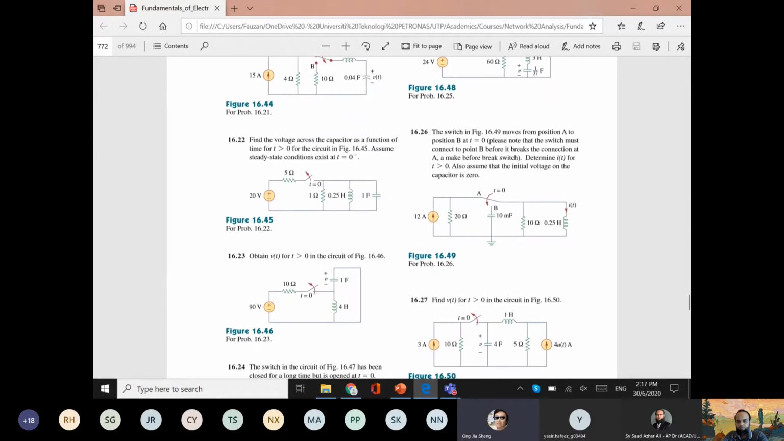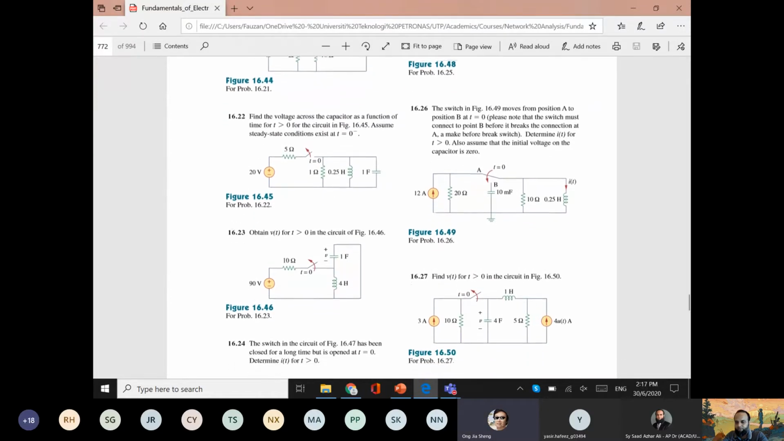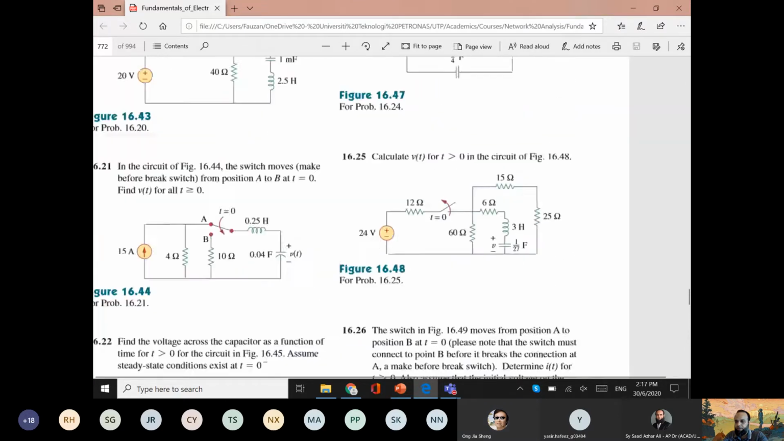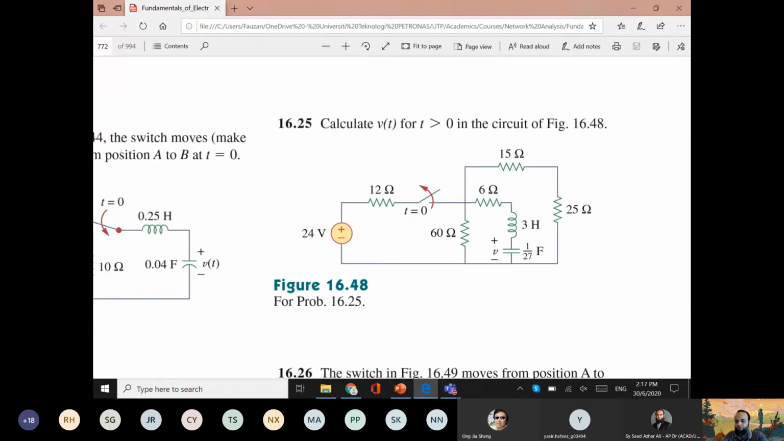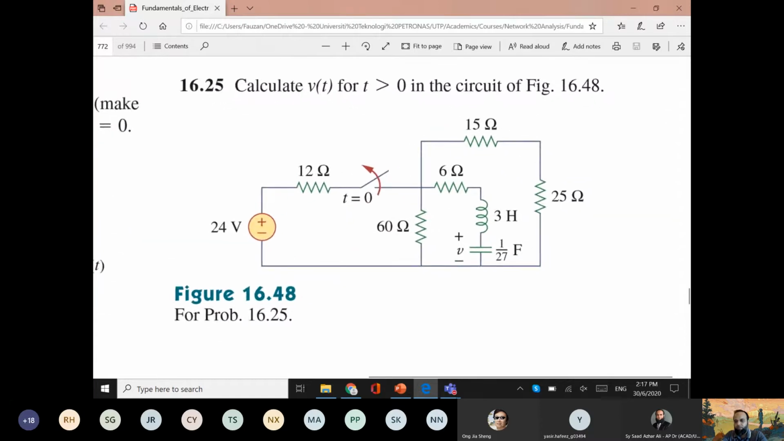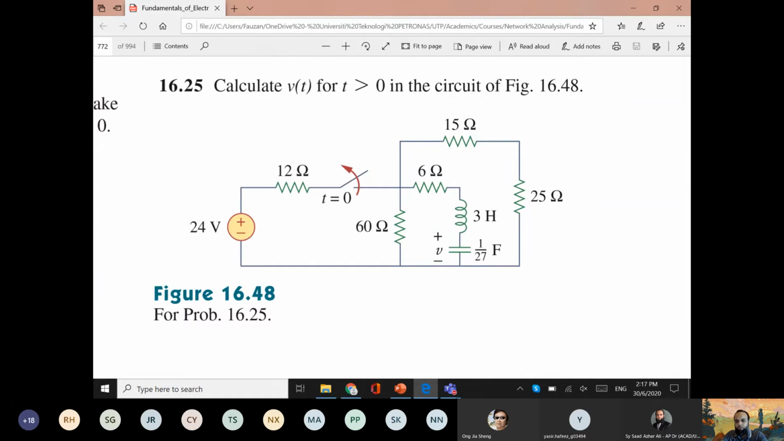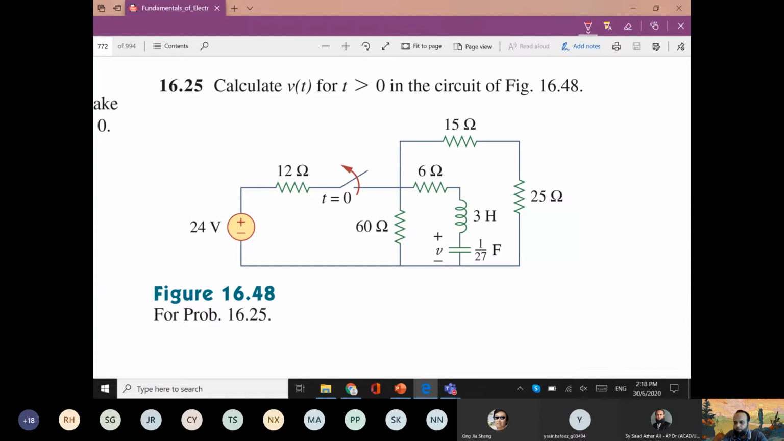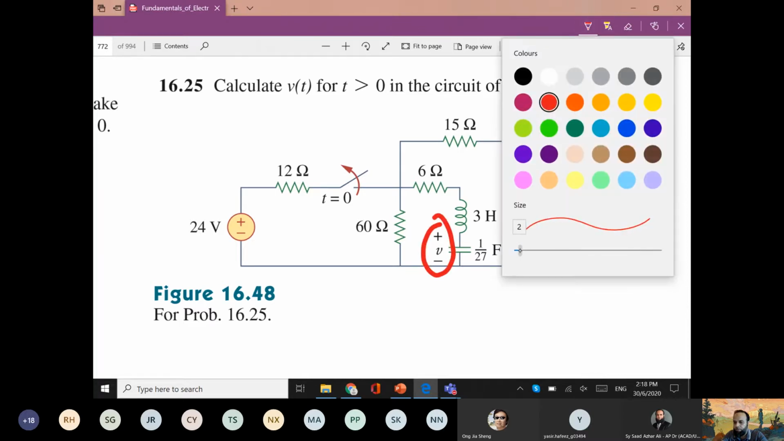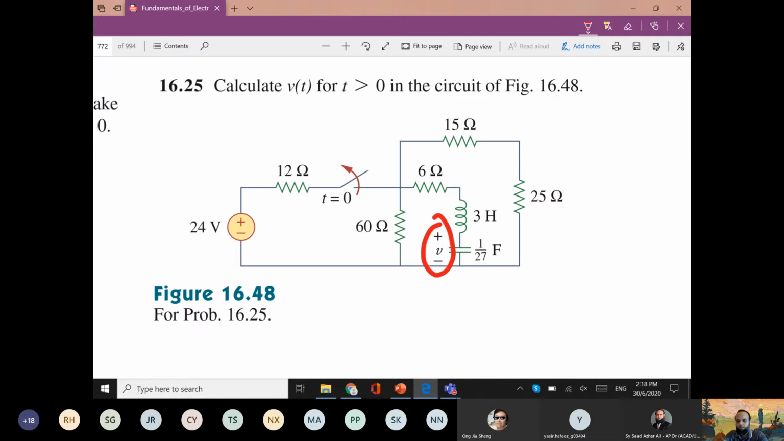So question 25. This one. All right. First, let's discuss it here before I go to the solution. We want to find out Vt, which is this voltage. We want to find this particular voltage in this question.